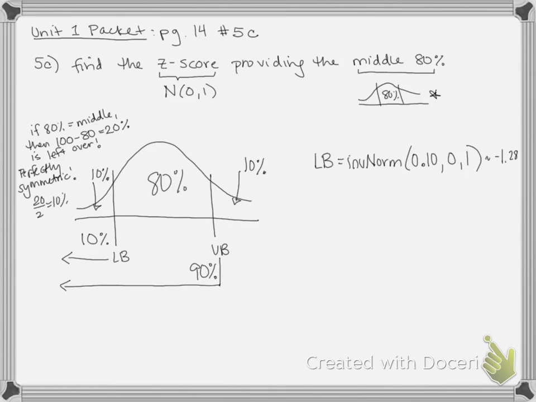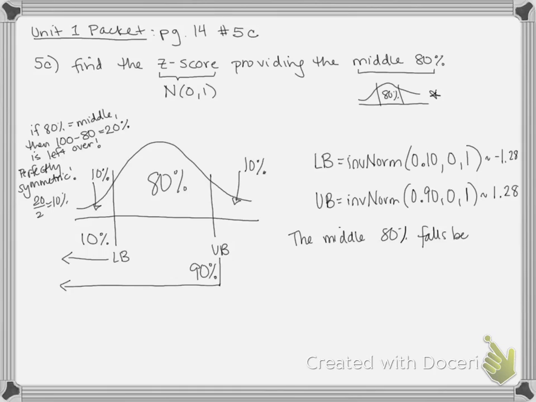And then I'm going to repeat the process for my upper bound, except this time when I do my inverse norm, I'm going to have 90% with a mean of 0 and a standard deviation of 1. And if I put this in my calculator with all 90% to the left, I see that I have a positive 1.28. So in this case, we would say the middle 80% falls between negative 1.28 and positive 1.28.